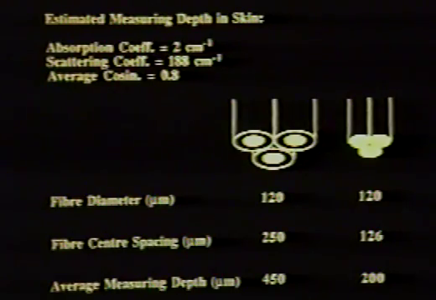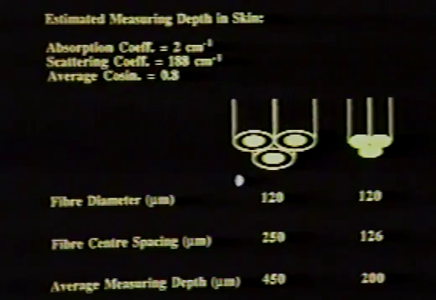Now, we made some three-dimensional simulations in order to try to estimate the average measuring depth in skin tissue by using two different kinds of probes, as you can see in this slide. And we use data from the literature on the absorption coefficient, which is 2 per centimeter, scattering coefficient 188 per centimeter, and an average cosine of about 0.8. And in this case, we are using fiber diameters of 120 microns for both these kinds of probes.